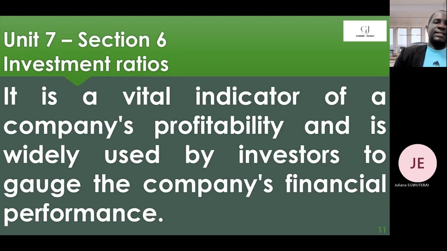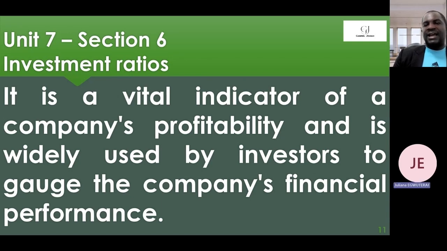It's a vital indicator because the company's profitability is widely used by investors to gauge the company's financial performance. So the more the profit after tax in value and amount, the more the value of the shareholders' units of shares is built up. Where less profit is made, they have less value.